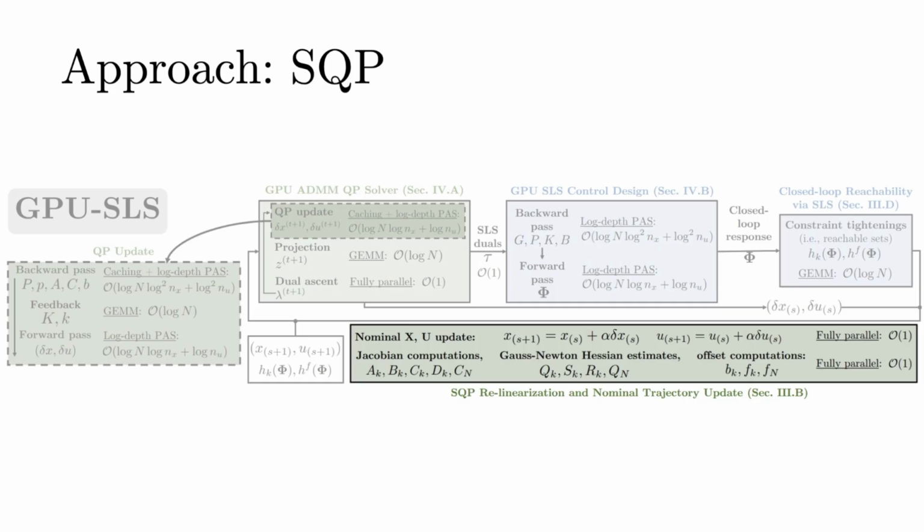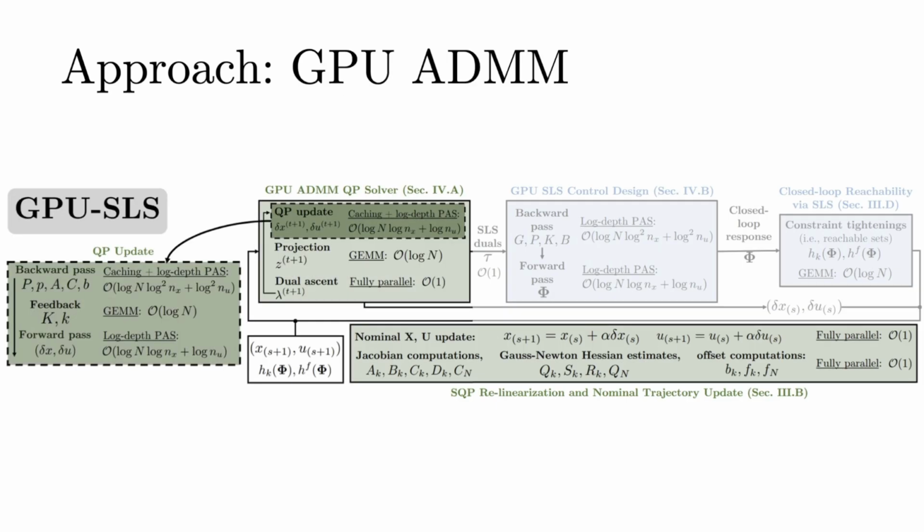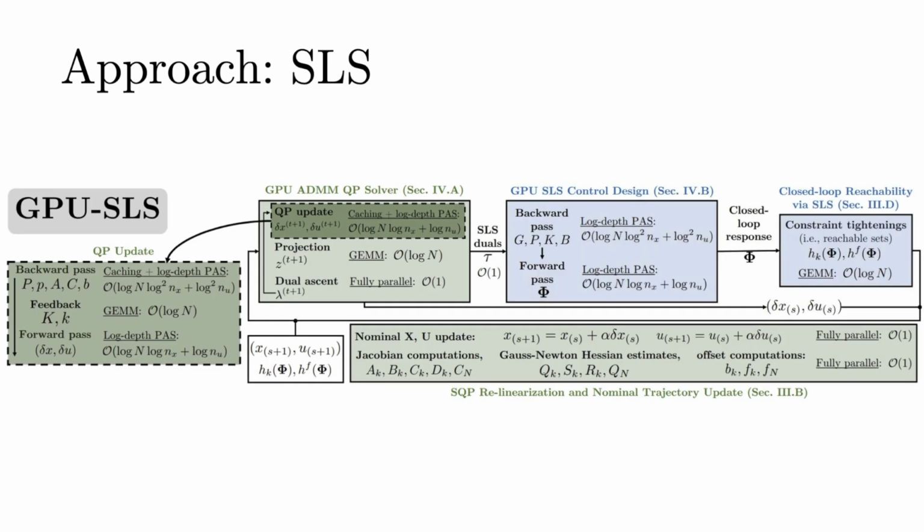Given an uncertain nonlinear system, our method first applies sequential quadratic programming, linearizing the system and producing a constrained quadratic program. To solve this QP, we use our GPU alternating direction method of multipliers solver that recovers the solution in logarithmic time through parallel associative scans. We next synthesize a robust controller via system-level synthesis, again using parallel associative scans to efficiently recover the policy.